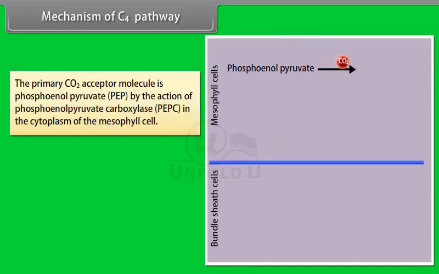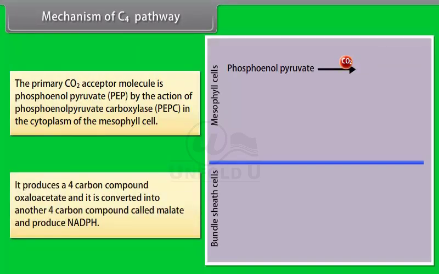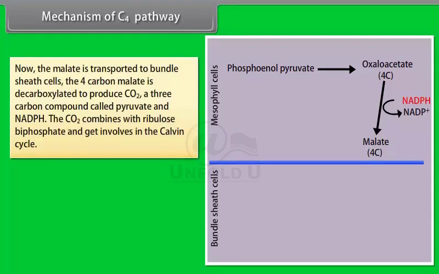Mechanism of the C4 pathway. The primary carbon dioxide acceptor molecule is phosphoenol pyruvate, by the action of phosphoenol pyruvate carboxylase in the cytoplasm of the mesophyll cell. It produces a 4-carbon compound, oxaloacetate, and it is converted into another 4-carbon compound called malate and produces NADPH. Now, the malate is transported to bundle-sheath cells.